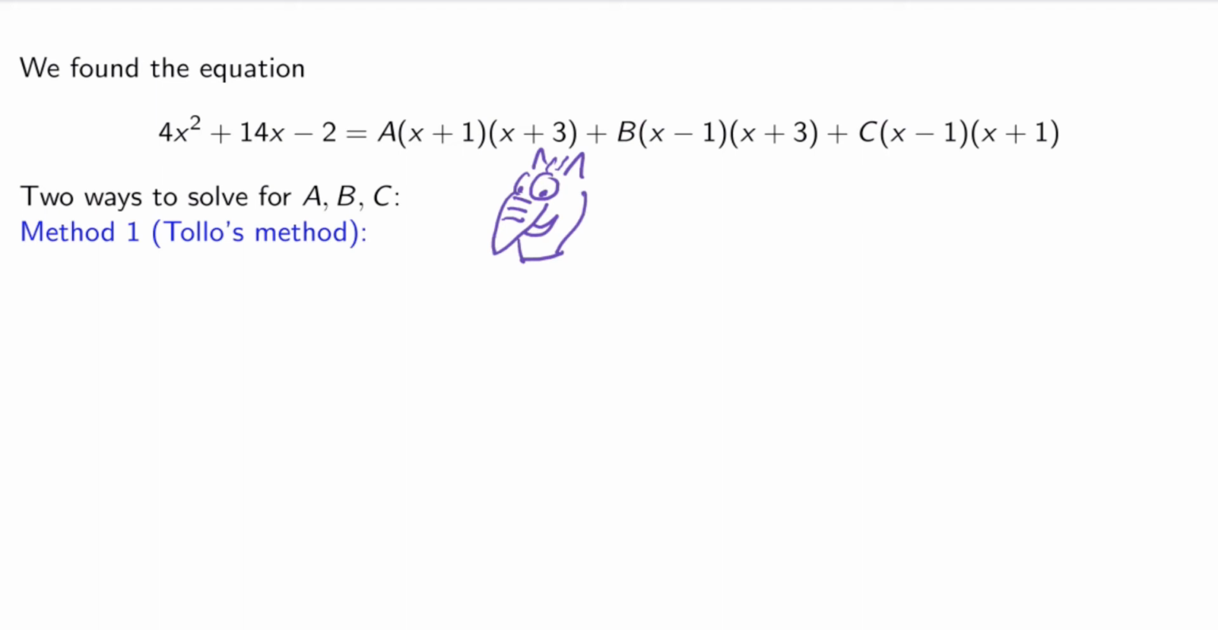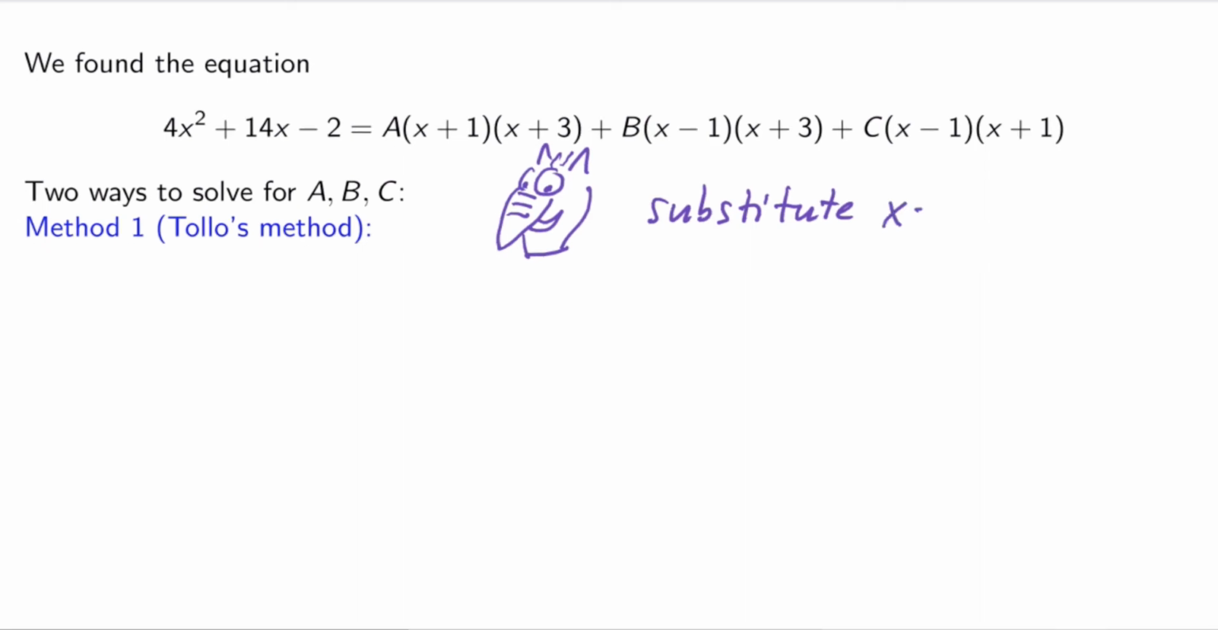We are just subbing in the numbers which make those terms equal to 0. So I substitute those values which make the linear factors equal to 0, which means I substitute x as 1. Then the x minus 1 term is 0. I sub x as minus 1, because then the x plus 1 term is 0. And I sub x is minus 3, because the x plus 3 term would be 0 at that point. Okay, let's do this.